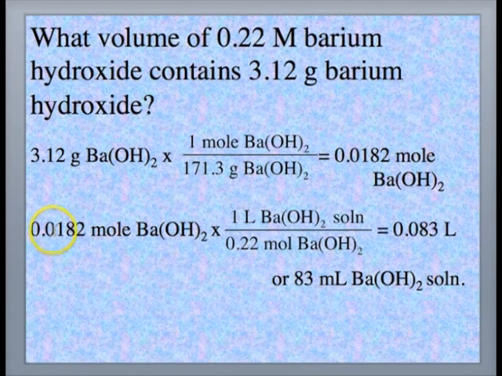Now we can take those moles of barium hydroxide and take our molarity, which is 0.22 moles of barium hydroxide per liter of solution, but we invert that. And we invert it so moles of barium hydroxide is in the denominator to cancel out with moles of barium hydroxide that we have. And when we do that, we get 0.083 liters or 83 milliliters of barium hydroxide solution. So that's the volume of 0.22 molar barium hydroxide containing 3.12 grams of barium hydroxide.